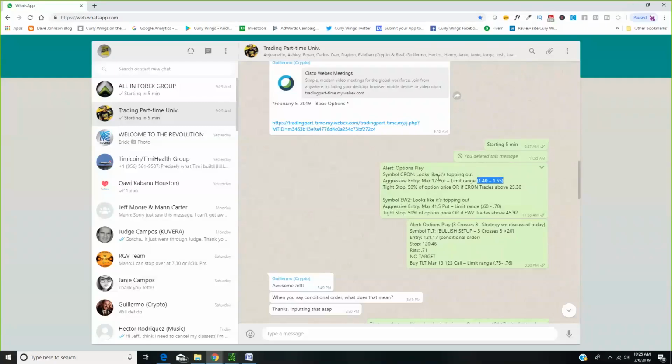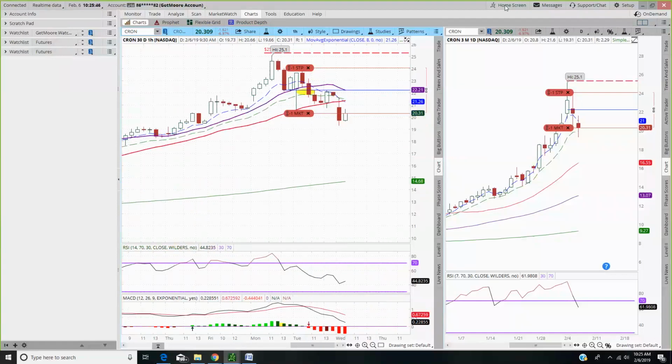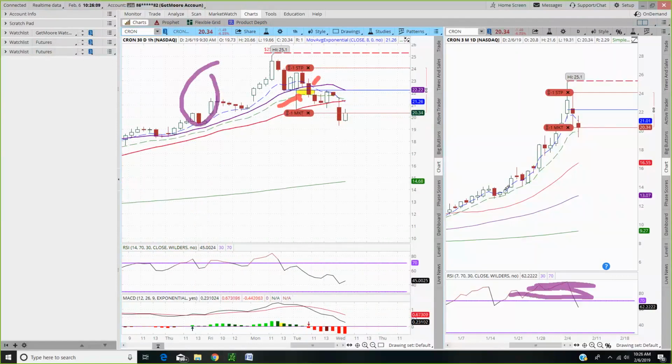So what I said was, go back over here, it looks like it's topping out. So where I saw that was right here. This price, which is right here, closed below my purple line. The purple line. And remember, the only reason I was even looking at that was because it was in the overbought area and it was at a higher high.